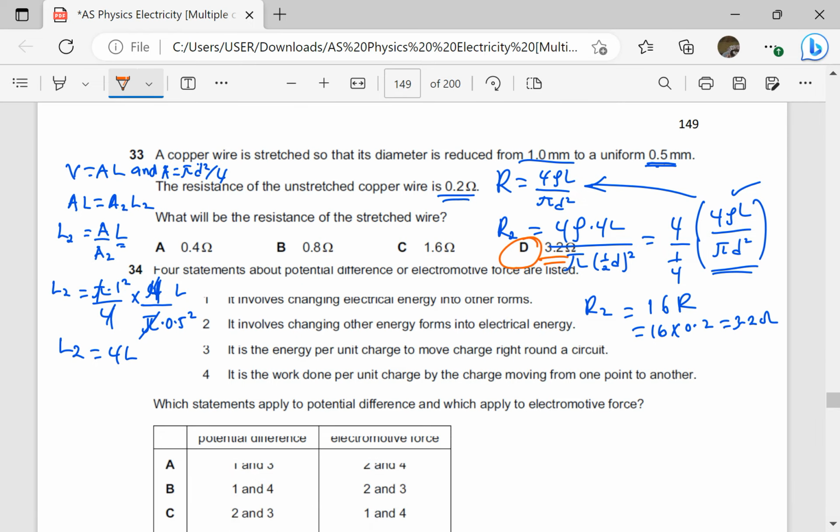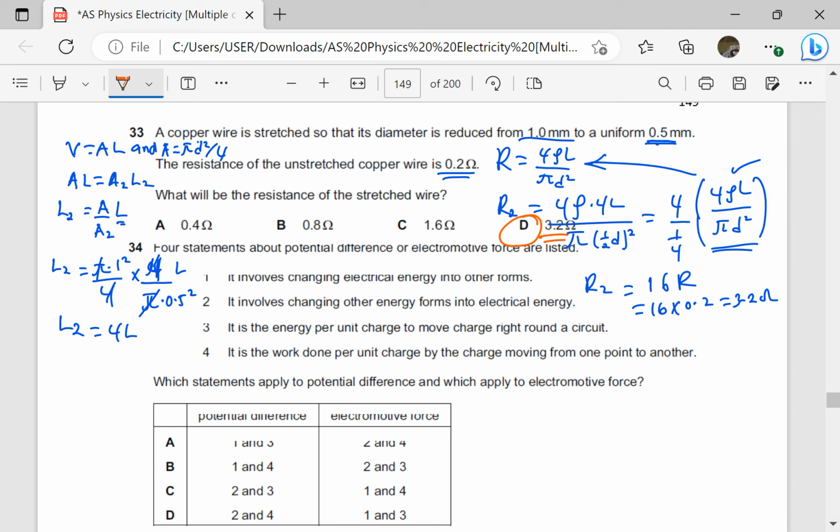4 statements about a potential difference or e.m.f. are listed. Number 1, it involves changing electrical energy into other forms, that is PD. It involves changing other forms into electrical energy, I think that is e.m.f. It is the energy per unit charge to move a charge right round a circuit. The energy to move a charge right round the circuit is e.m.f. And the work done per unit charge by the charge moving. So the work done by the charge moving, that is PD.